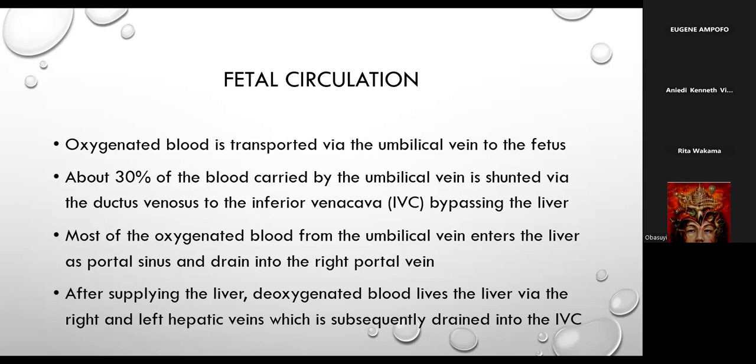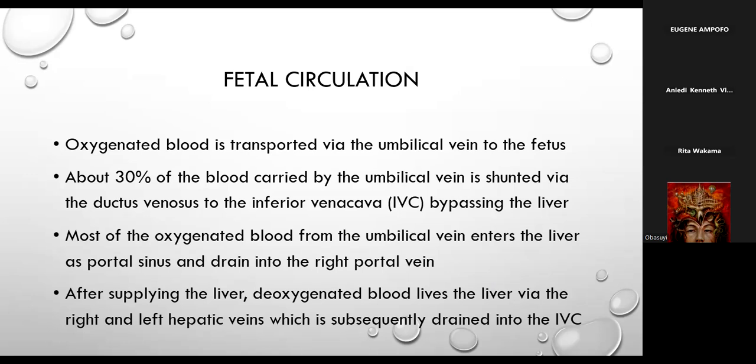So the fetal circulation proper, we are following the umbilical vein now from the placenta. It carries oxygenated blood to the fetus. The blood in the umbilical vein is about 80% saturated. So about 30% of this blood carried by the umbilical vein is shunted through the ductus venosus.